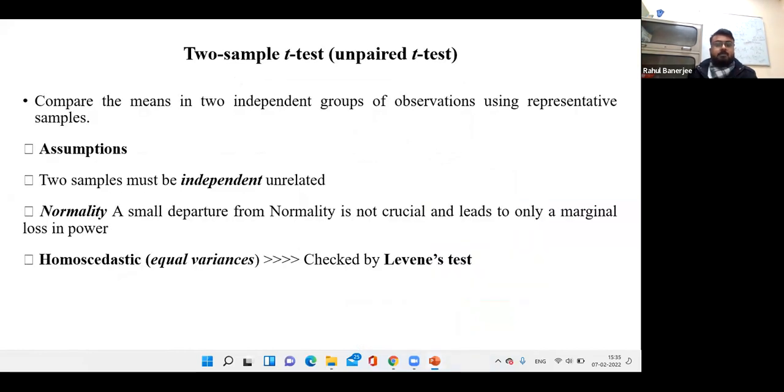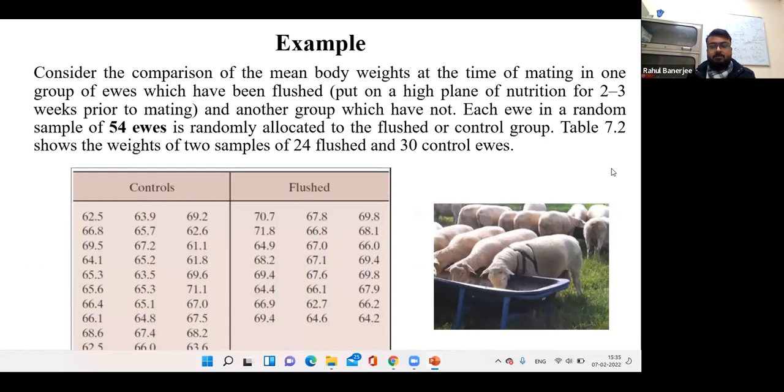Okay. Now we perform the basic first 2 sample t test, which is the unpaired t test. The assumption in this case is that the 2 samples must be independent or unrelated, and there has to be normality. And then both of the samples or groups must have equal variances. This is an example. You see, comparison of mean body weight at the time of mating in one group of ewes, which has been flushed, and another group which has not been. So each ewe in a random sample of 54 ewes is randomly allocated to flushed or control group.